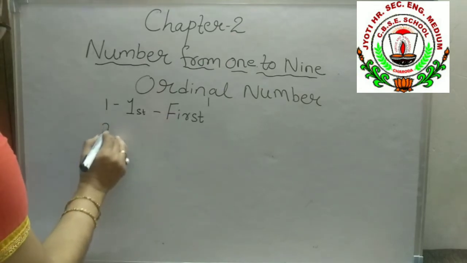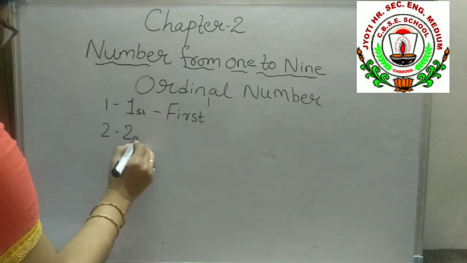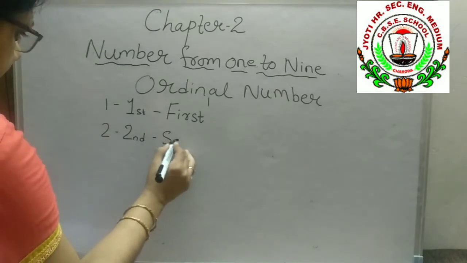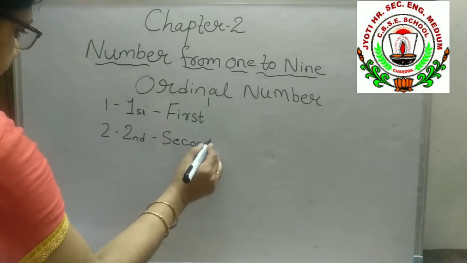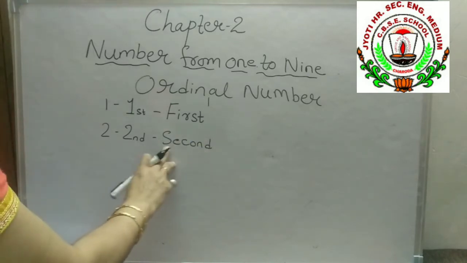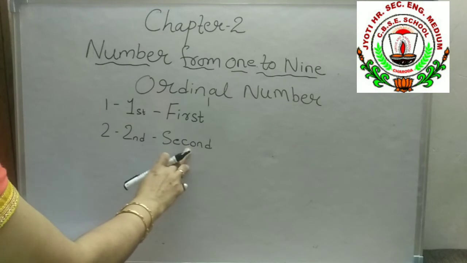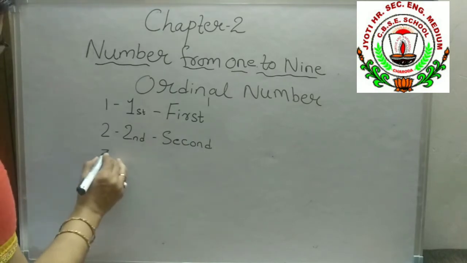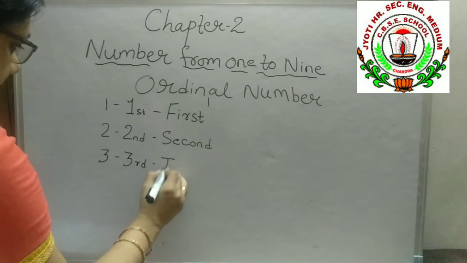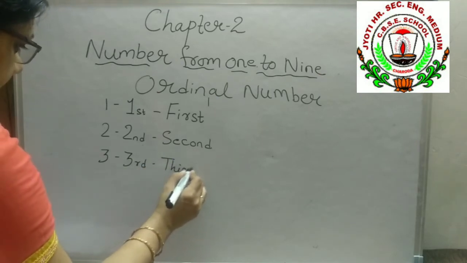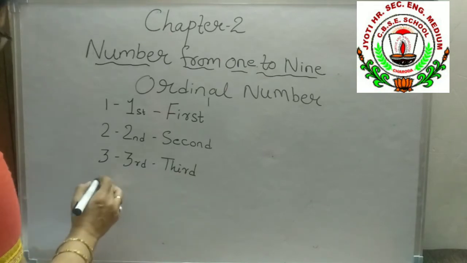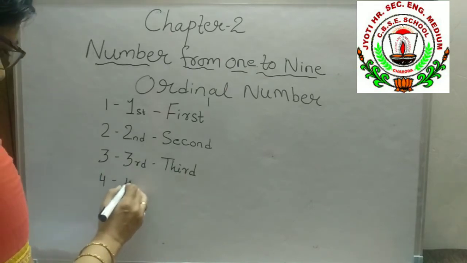For 2, we are writing 2 small n and d. S-E-C-O-N-D, second. For 3, we are writing third. T-H-I-R-D, third. For 4, we are writing fourth.